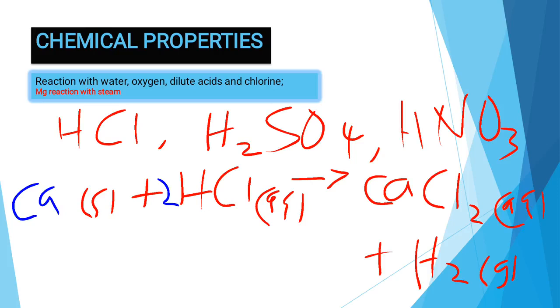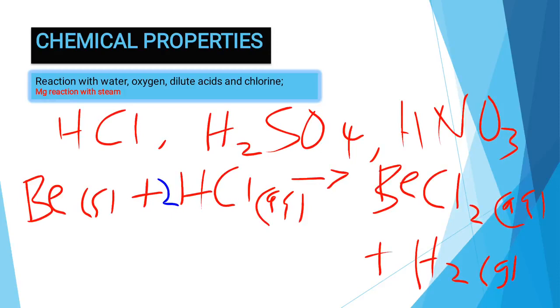You note that the balancing remains the same because the elements that are in question in this case belong to the same group. So if you are to write the equation for barium with hydrochloric acid, nothing different will change. Just need to replace the calcium in this case with your metal, and the metal in this case is barium, and the equation is still balanced. You can pause the video and try to write the equation for these metals with nitric 5 acid.